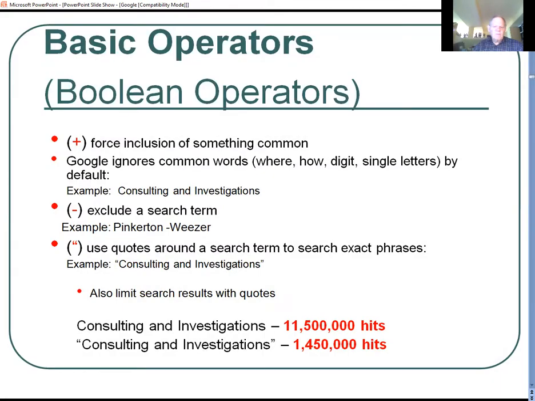Some of the basic operators that are used are Boolean operators. Boolean operators are little codes that you can put into a search that tells Google what to do. The plus sign is the first. It says take phrase A and put it with phrase B and put the two together. It has to have both of those.